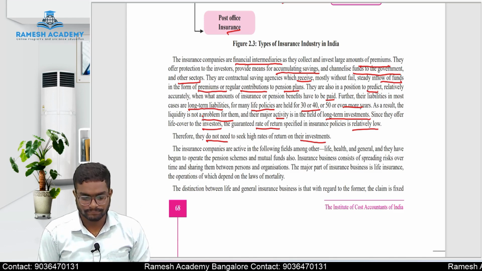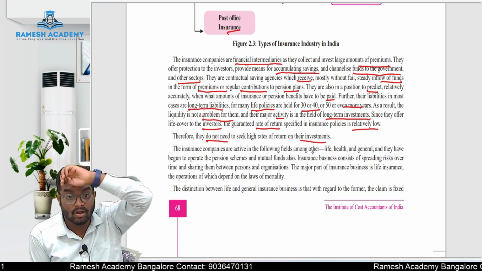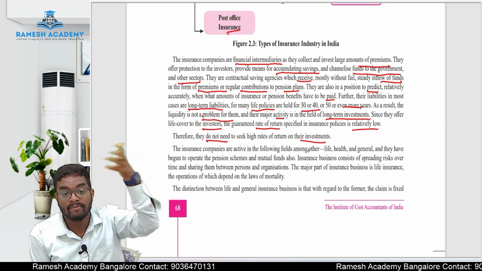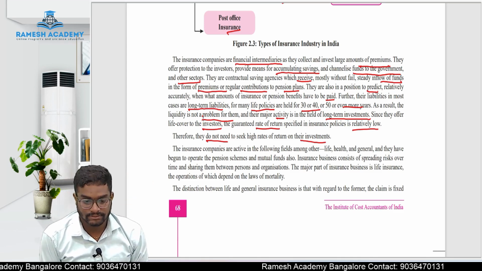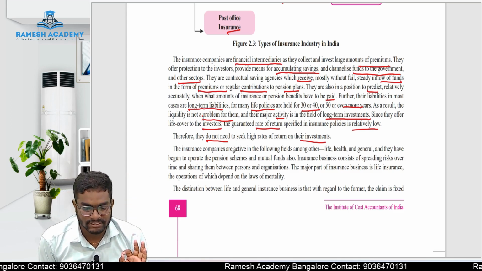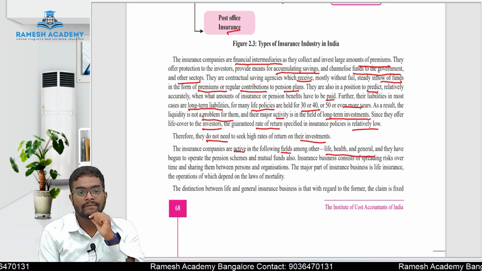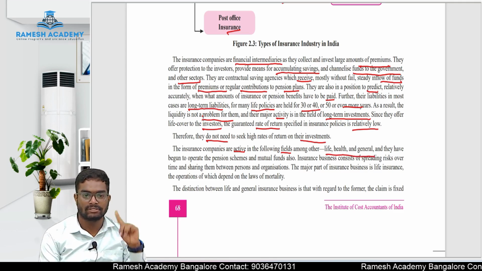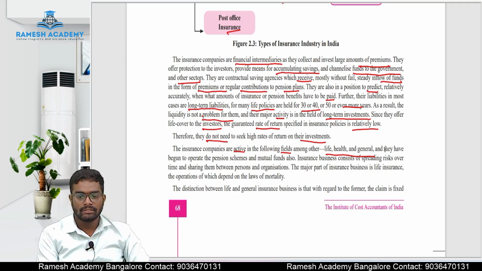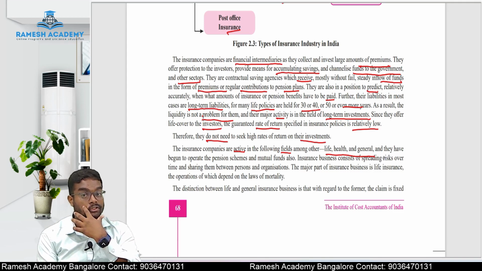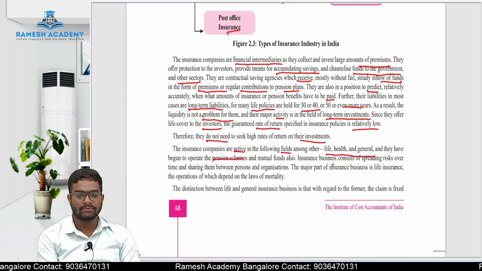Insurance companies provide insurance for the longer period, which is 30 years, 40 years, or maybe after retirement. If you take it at the age of 20, you may get it after 60 years. So these are some of the time periods. The insurance companies are active in the following fields, among others: life, health and general. So majorly insurance will be available in three fields: life insurance, health insurance and general insurance. If you are taking insurance, you will be covered. If there are any unexpected circumstances also, you are sorted out. And they have begun to operate in pension schemes and mutual funds also.